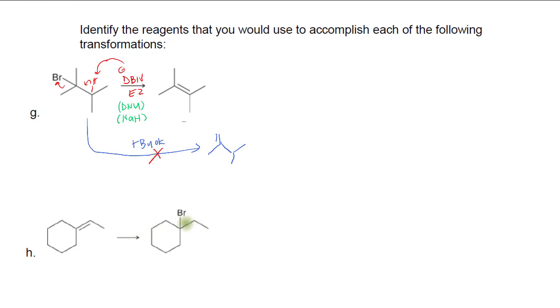In problem H here, we're doing addition of Br to the more substituted carbon. This would be HBr. So with these, you just want to make an observation as to what is different in the functional group and then see how you can change it.